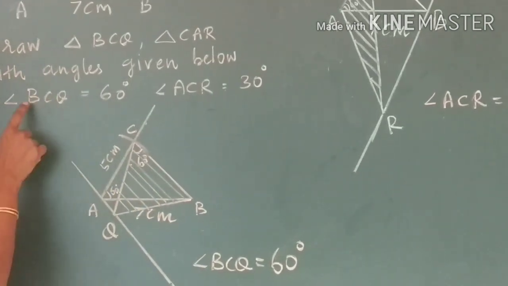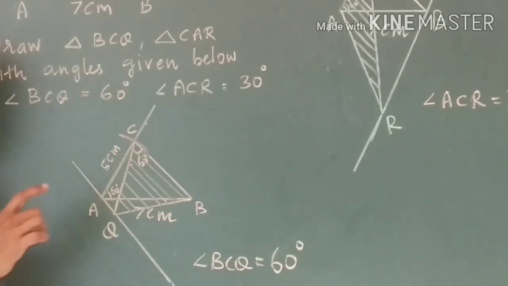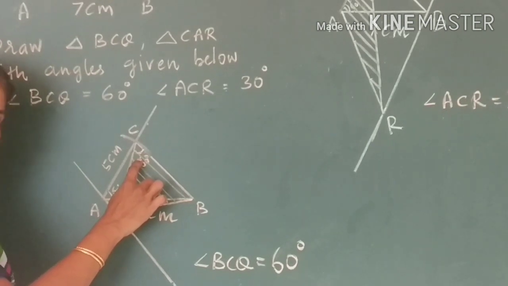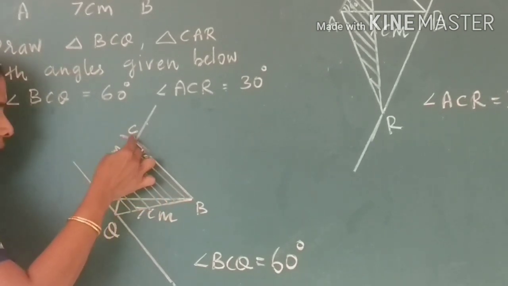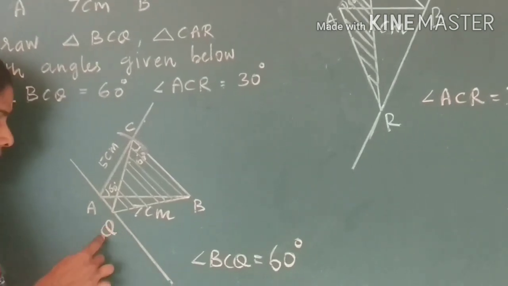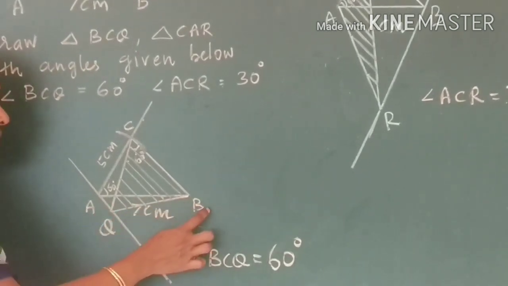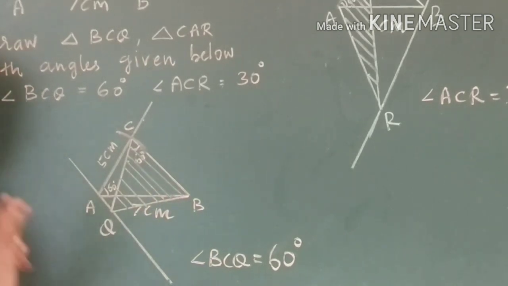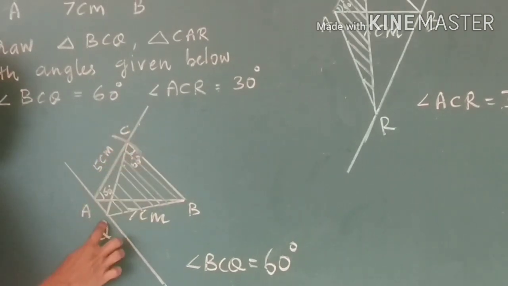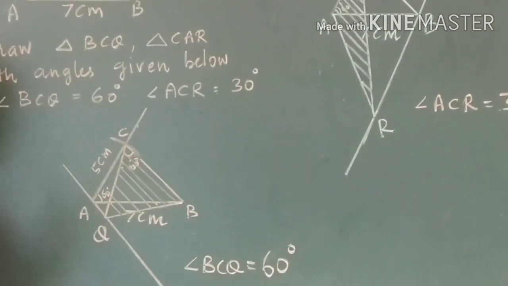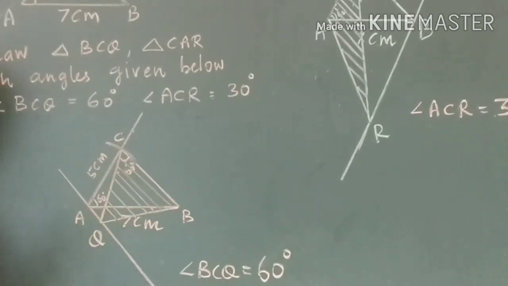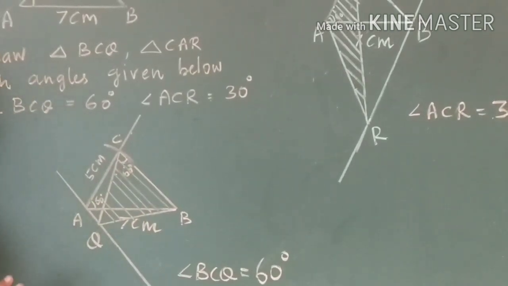Now, our angle BCQ is equal to 60 degree. So, keep your protractor at C, measure 60 degree. Draw a line. That line meets this parallel line at Q. Now, join Q to B. Now, we got triangle BCQ of the same area. I have shaded this triangle for you to have a clear idea.